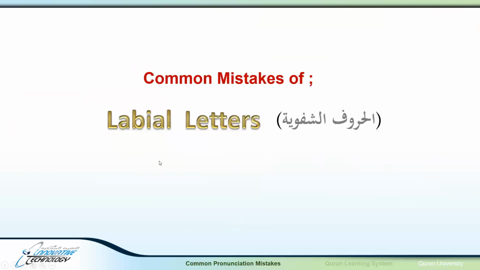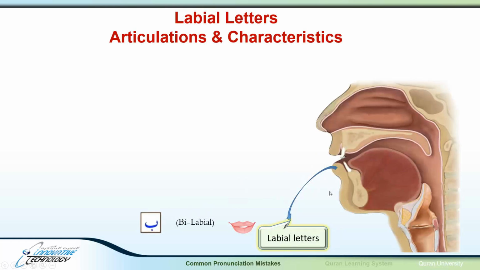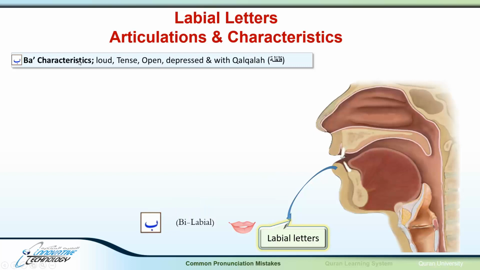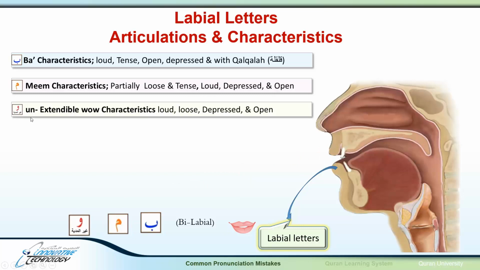And now we will proceed to the common mistakes of the labial letters. Let's first revise quickly the labial letters' articulation and characteristics, starting with the bilabial letters. The first bilabial letter is the ba, characterized by being loud, tense, open, depressed, and with qalqala. The second is the meem, characterized by being partially loose, tense, loud, depressed, and open. The third is the unextendable waw, characterized by being loud, loose, depressed, and open.